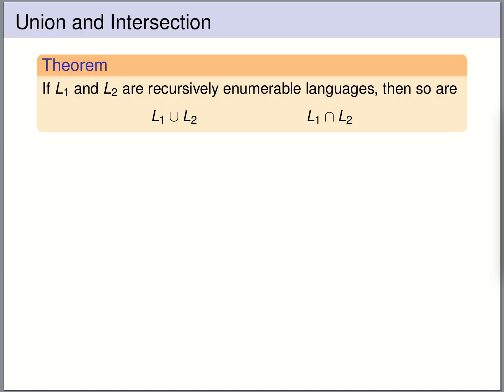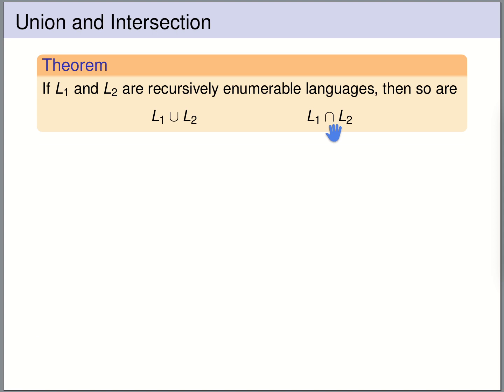Now let's have a look at the properties of recursively enumerable languages. If L1 and L2 are recursively enumerable languages, then the union of L1 and L2, as well as the intersection of L1 and L2, are again recursively enumerable. So the class of recursively enumerable languages is closed under union and intersection.